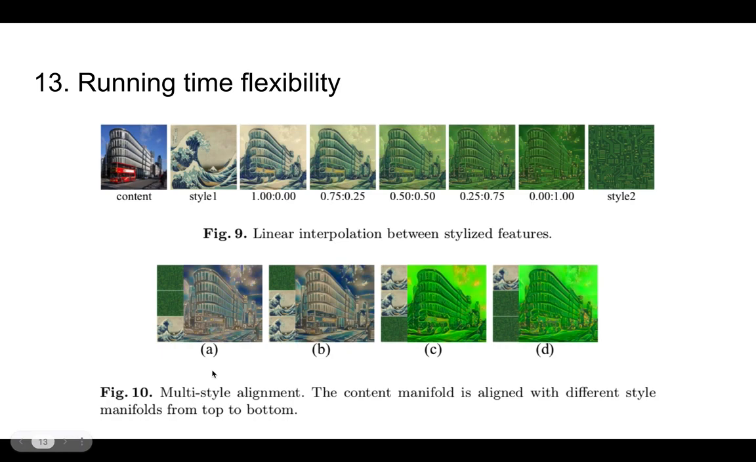So we can find that examples A and B have circuit-like patterns in blue and gray, while examples C and D consist of waves with a greenish appearance. The proposed PAMA can render the texture information and color distribution separately by aligning to multiple style manifolds.